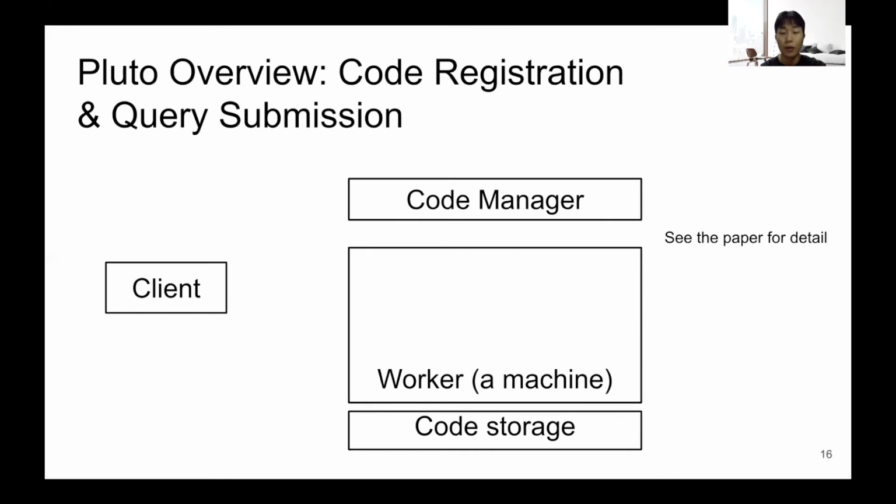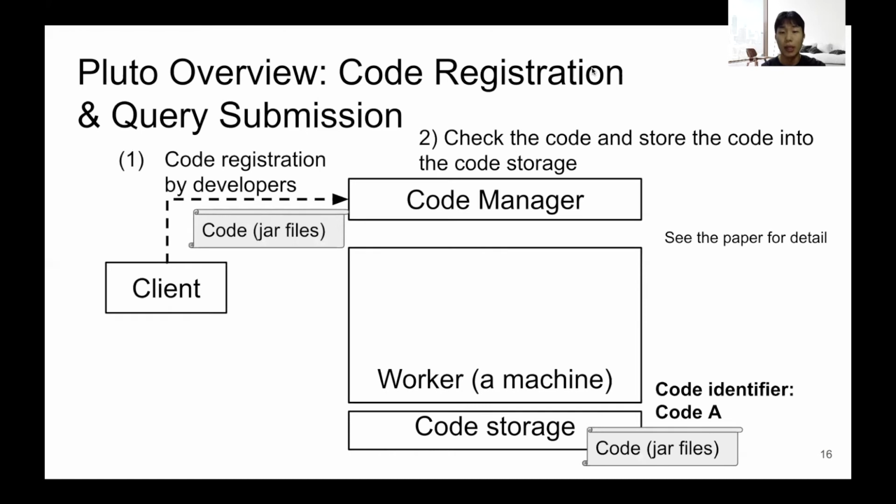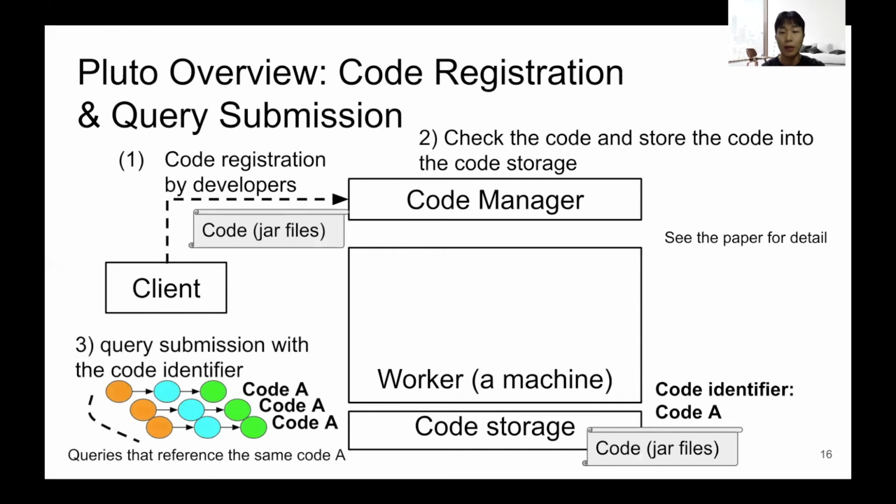Here, we show the overview of code registration and query submission in Pluto. First, application developers write application code with Pluto's client API and submit the code to Pluto's code manager. The code manager then checks whether the submitted code is unique or not, stores the code into the code storage, and returns a unique code identifier if the submitted code is new. Once the code is registered, developers encode the code identifier in the submission of stream queries. So queries are submitted with the code identifier.